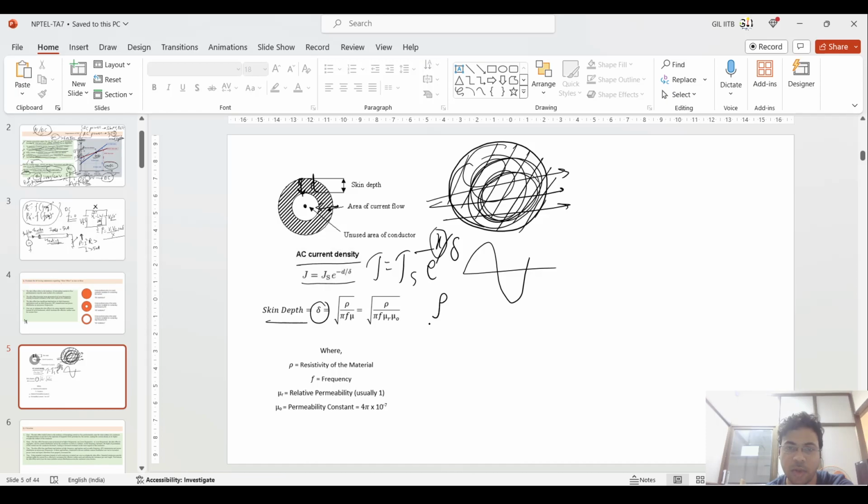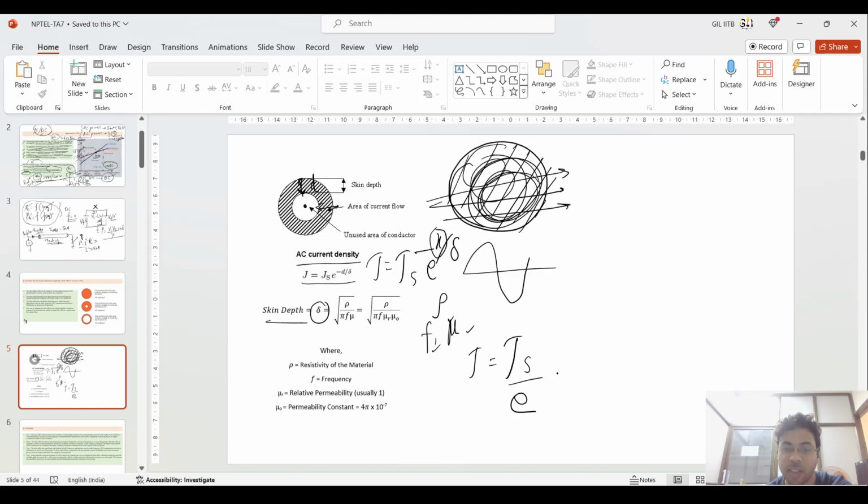which depends upon the resistivity, frequency, and relative permeability. Okay, based upon that, you have a factor that it can move up to this point where the current density is having a certain factor. Suppose J is equal to Js by E when x is equal to delta.